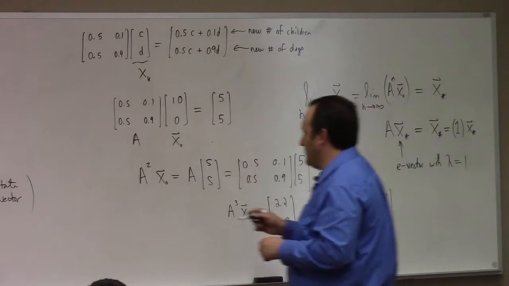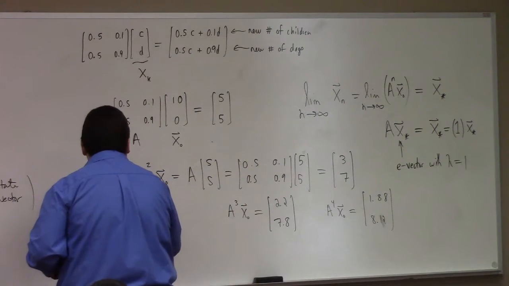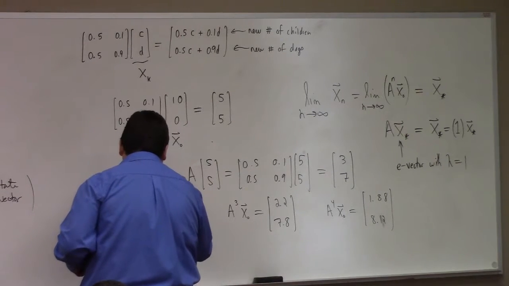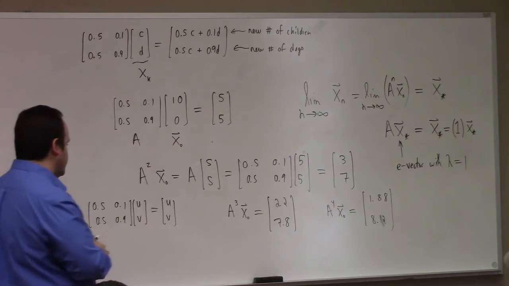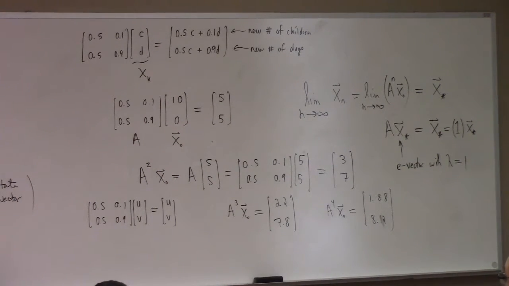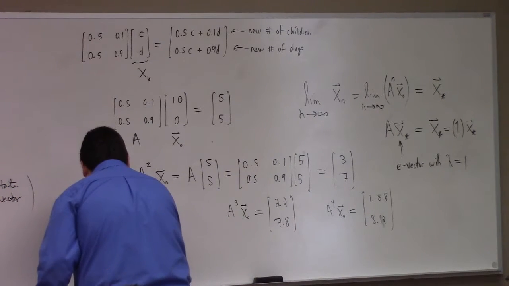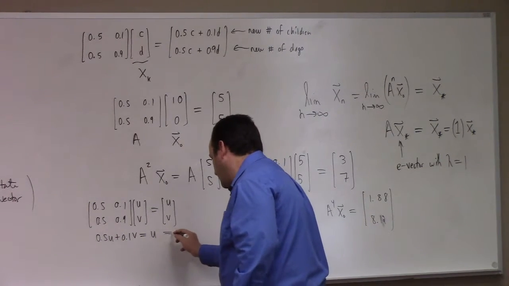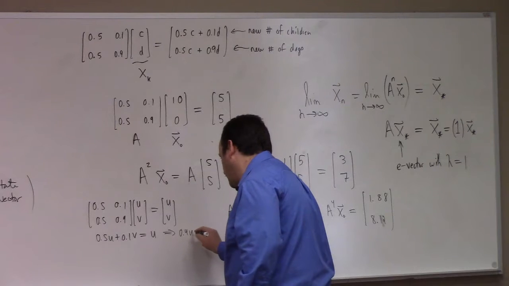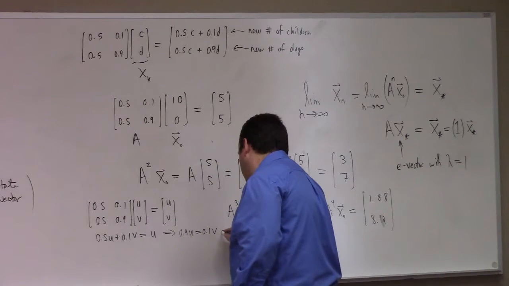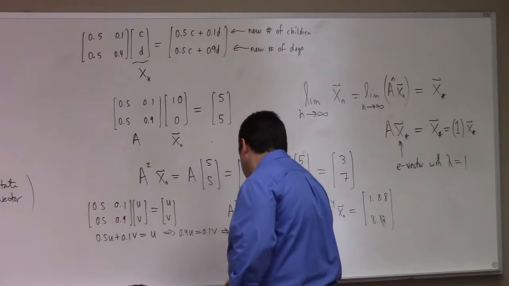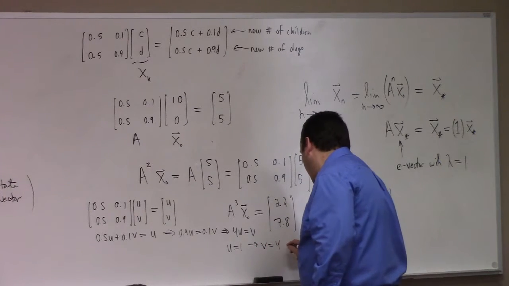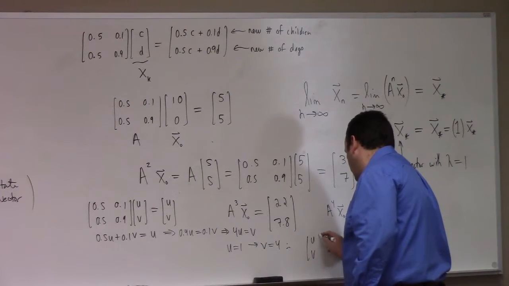So I can actually solve that pretty fast. I just look for the matrix 0.5, 0.1, 0.5, 0.9 times the vector u, v, equal to the vector u, v again. What's that give me? 0.5u plus 0.1v equals u, which gives me that 0.4u is equal to 0.1v. In other words, 4 times u is equal to v. So if I choose u equal to 1, that says that v is equal to 4.